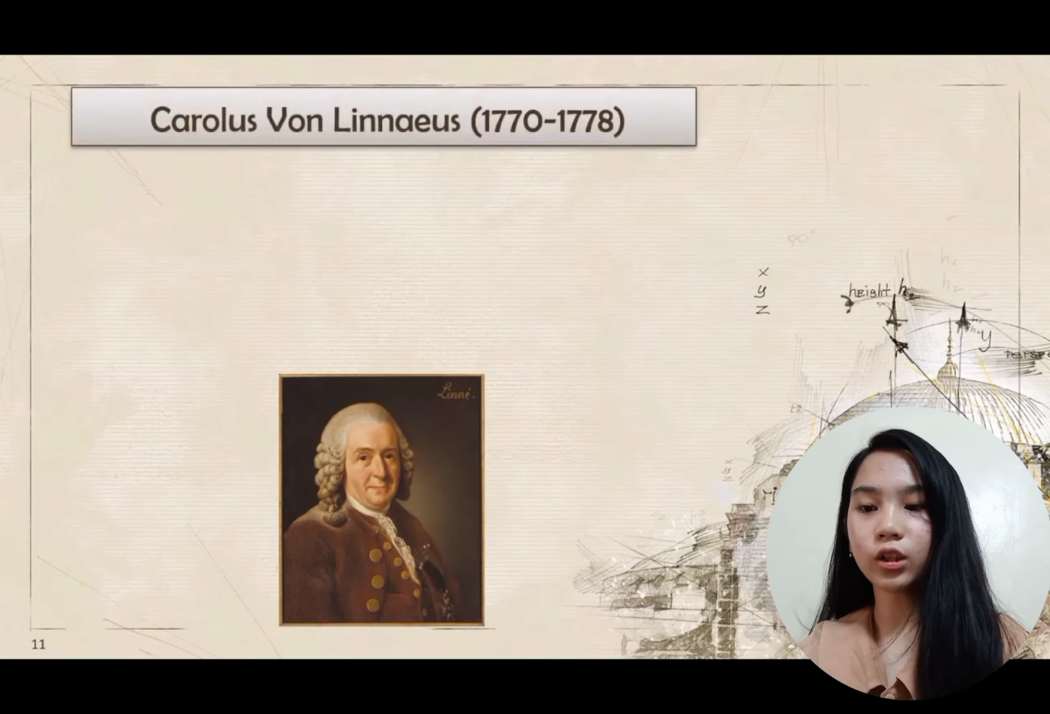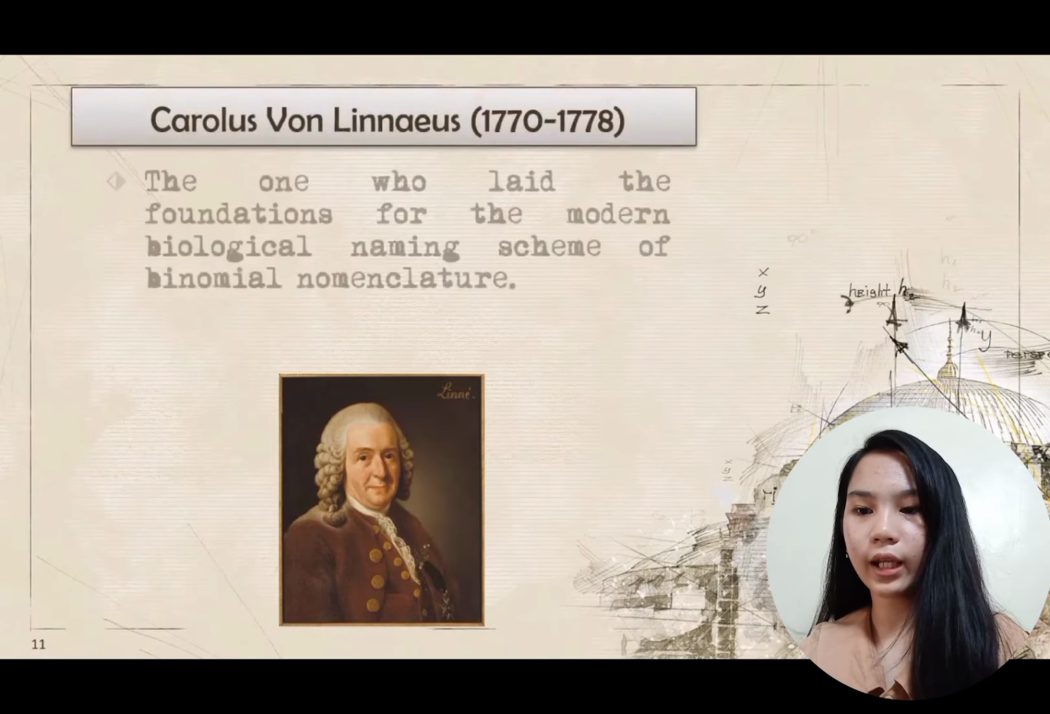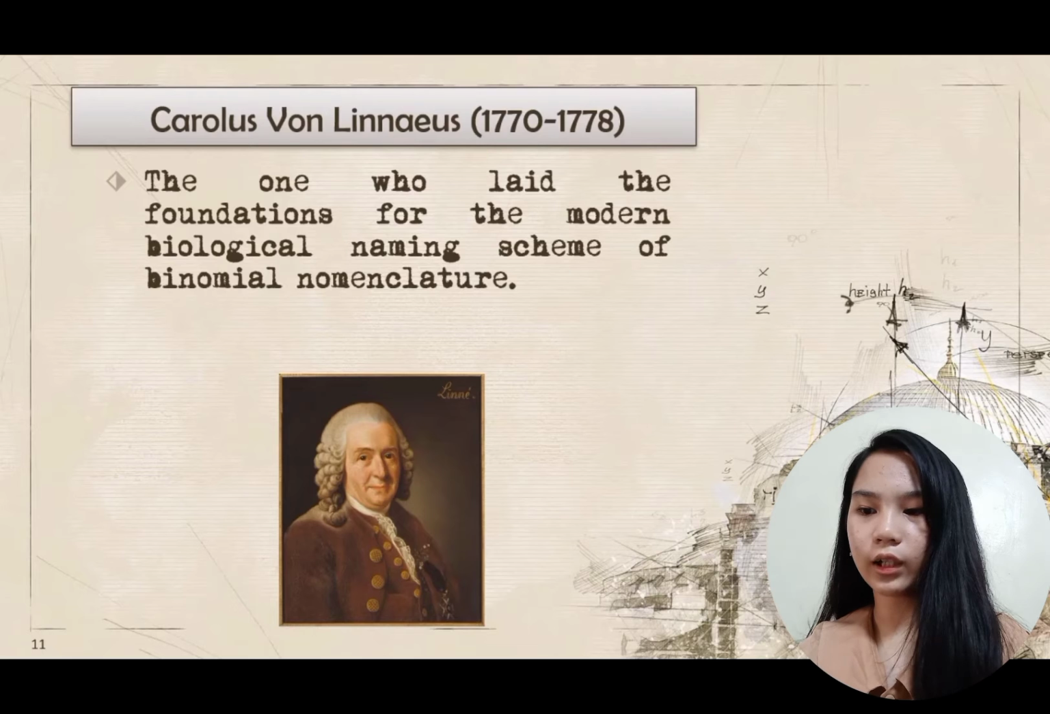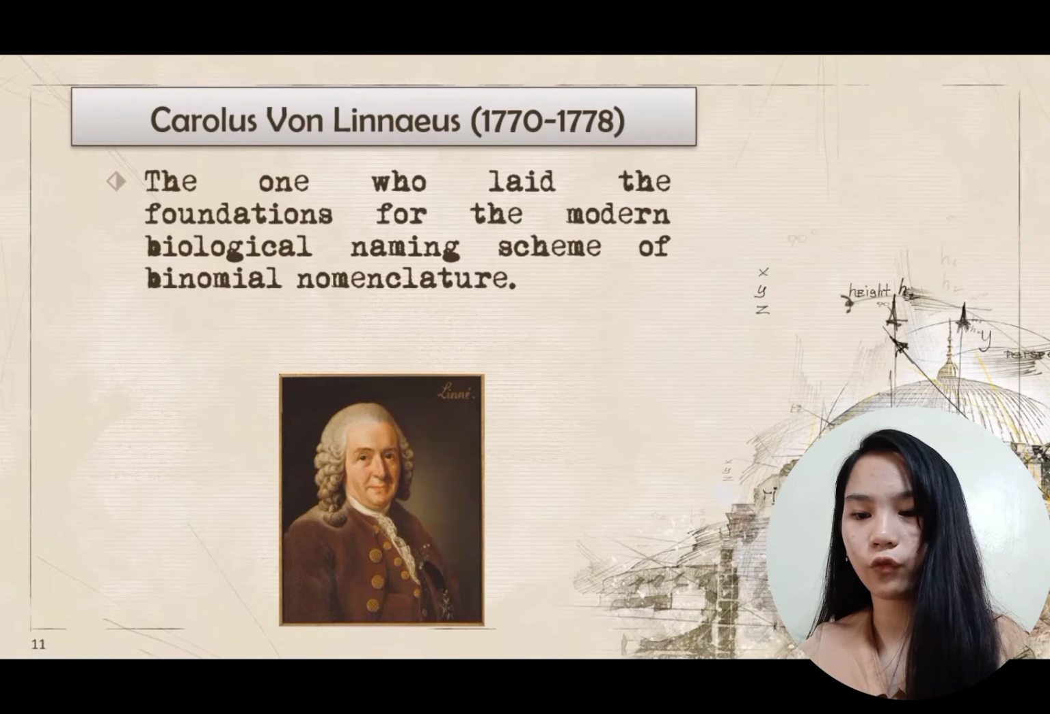So he's the father of taxonomy because he is the one who laid the foundations for the modern biological naming scheme, or binomial nomenclature. He was the one that devised the naming of organisms. Just like us humans, we have in our scientific name two words: Homo and sapiens. That is called binomial nomenclature, two names in our scientific name, and Carolus Linnaeus is one of those responsible for that.